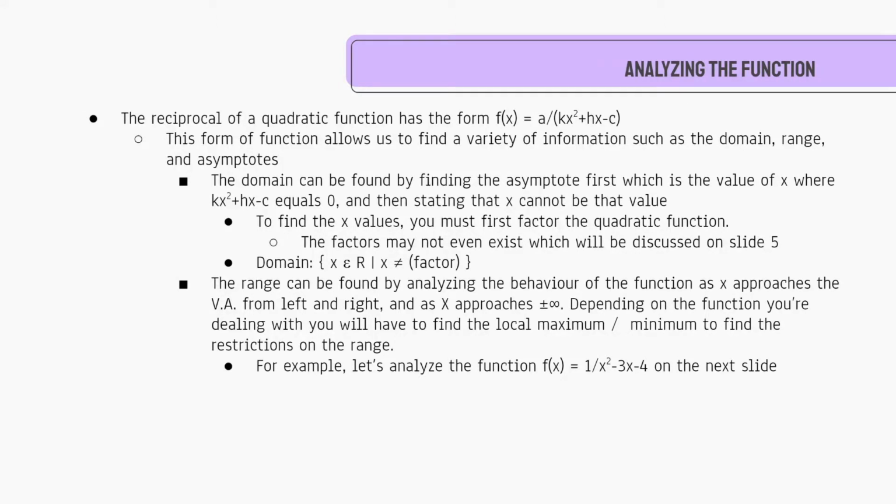When considering the range, you could find it by analyzing the behavior of the function as x approaches the vertical asymptotes from the left and right, and again as x approaches positive and negative infinity. Again, when dealing with different types of functions, you might have to find the local maximal point to find the restrictions on the range. This might seem a little bit complicated, which is why we will do the following example on the next slide.